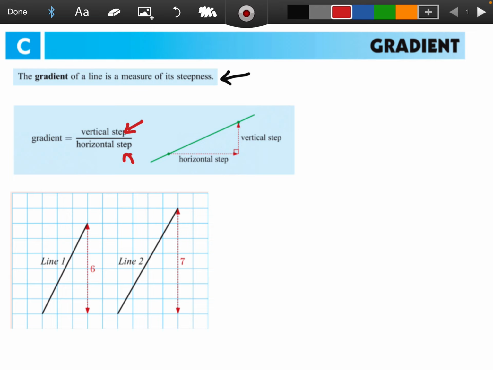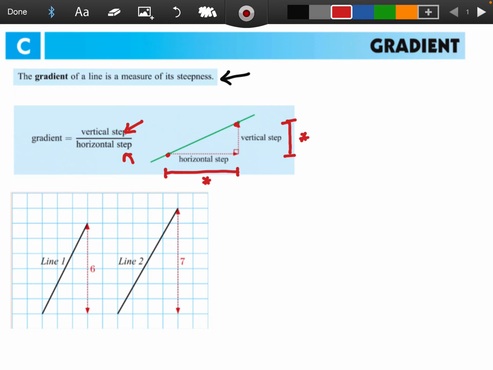So what does that mean? You have a line and you arbitrarily pick 2 points on that line and determine the horizontal step. How far have you moved horizontally to get from one point to the other? And then the vertical step. How far have you moved vertically to get from one point to the other? Then you take those two numbers and put them into a fraction.